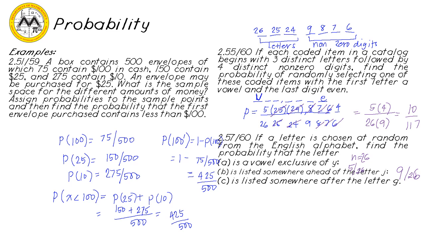Listed somewhere after G. So instead, since letter G is on the first few letters, let's get the complement. 1 minus. After G, so let's count the letters from A to G, and then the complement of that is H onward. So A, B, C, D, E, F, G. So that's 7. So 1 minus 7 over 26. So that would be 19 over 26.